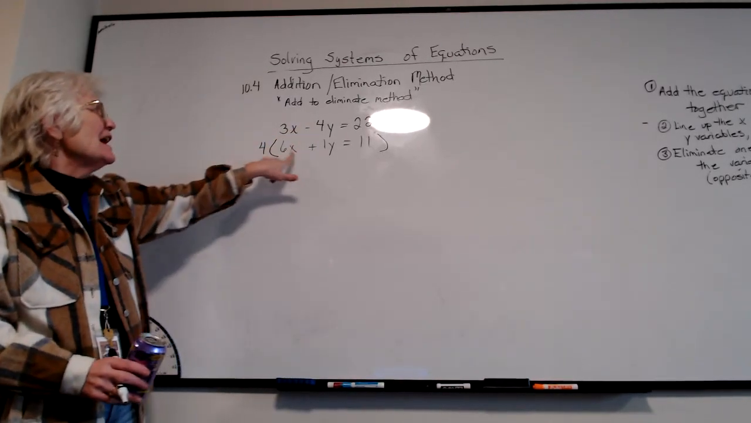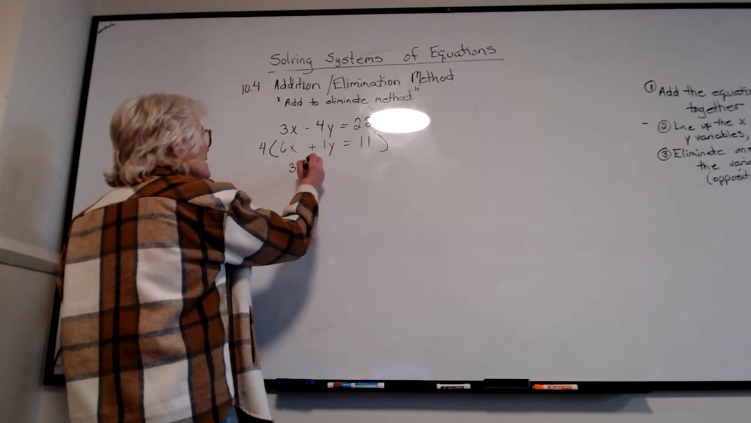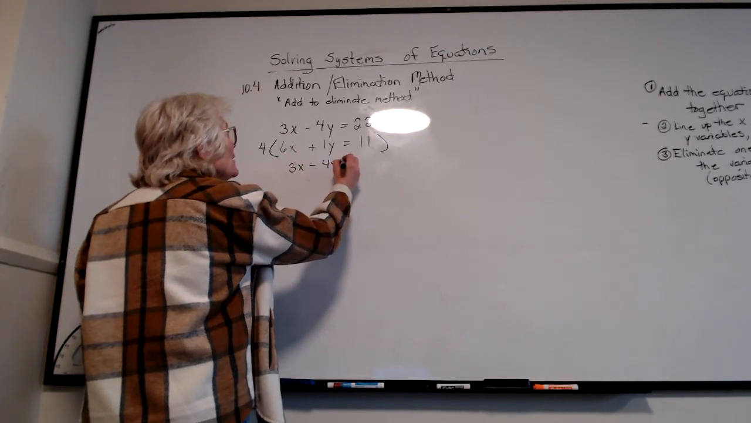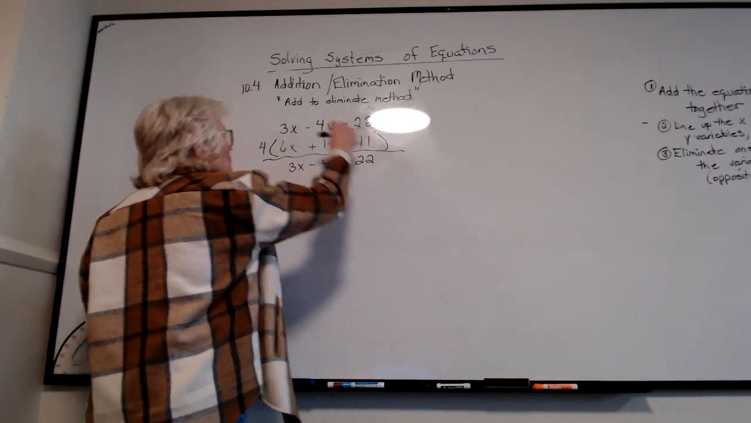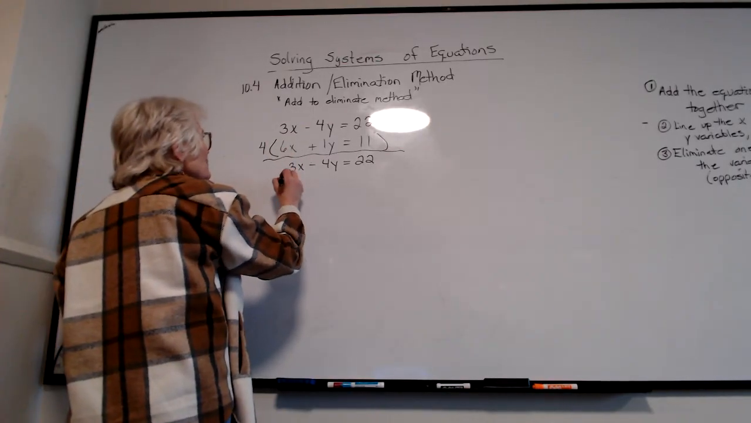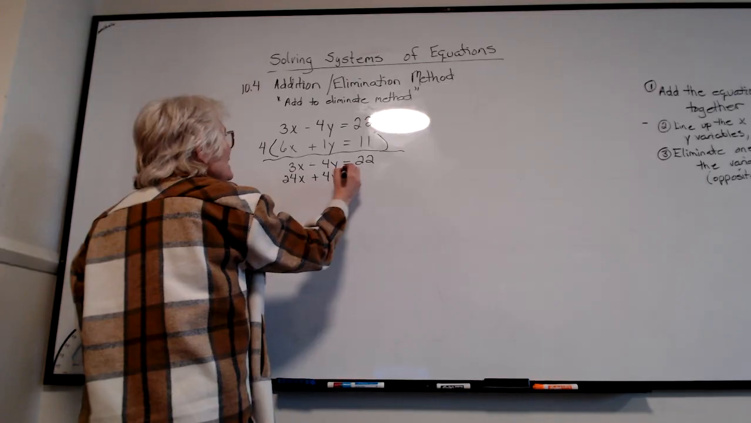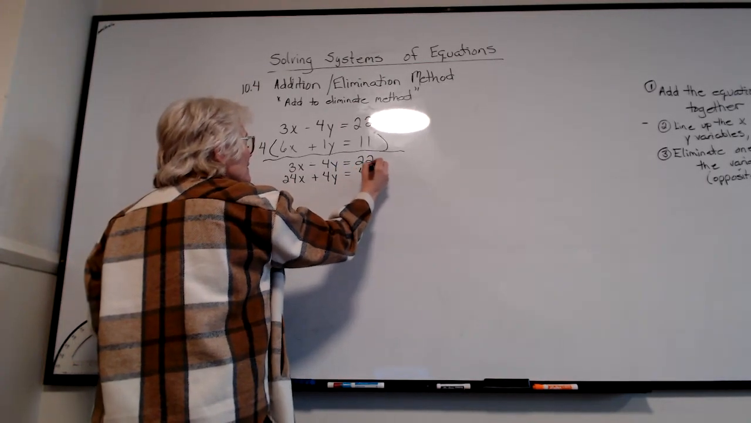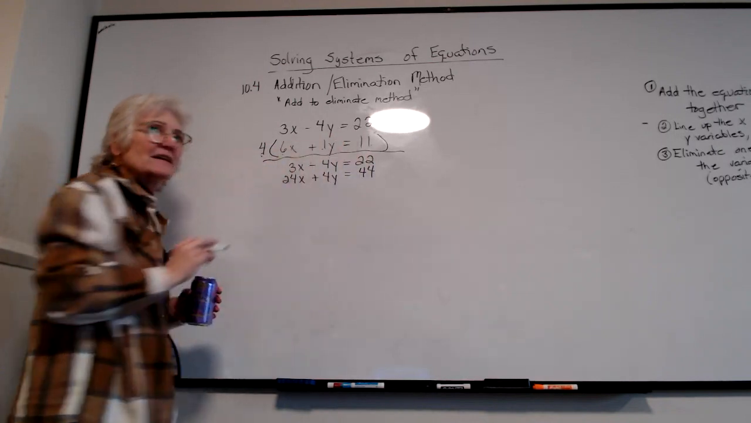So I only have to multiply this one. So we're going to get 3x minus 4y. I rewrite it down. So what I do is I rewrite the first one, then I multiply, I get 24x plus 4y equals 44. So I just multiplied this by each thing.